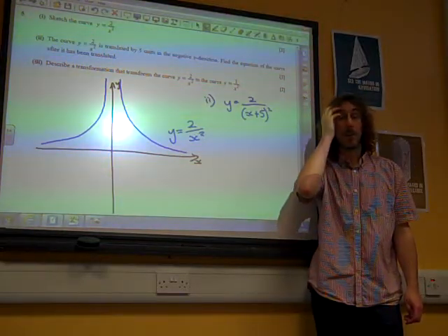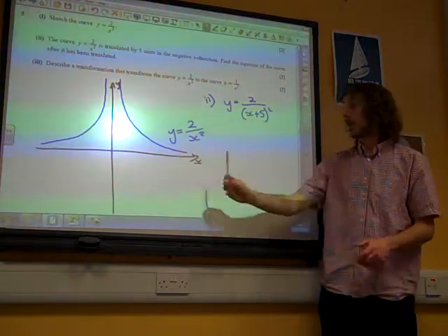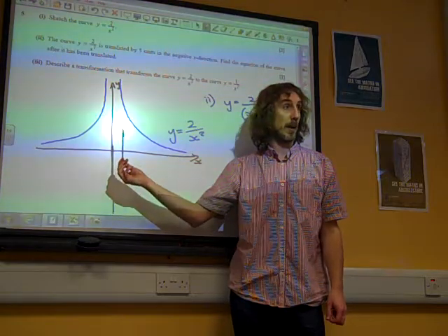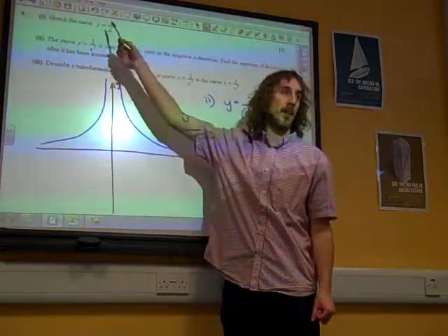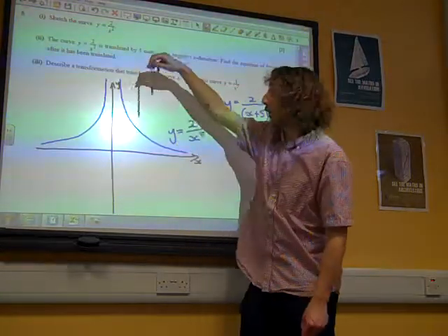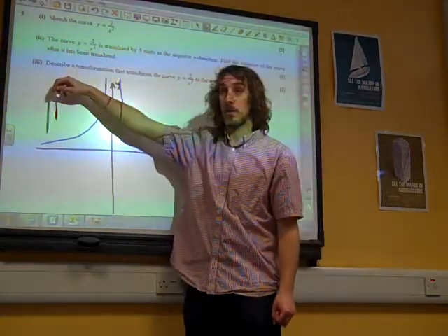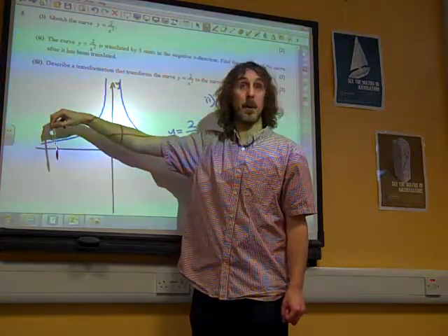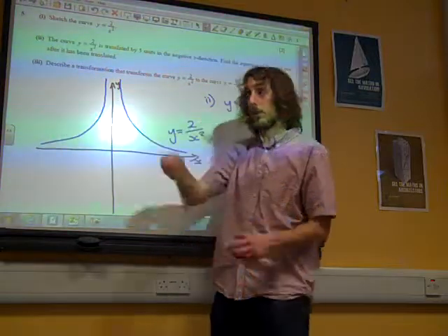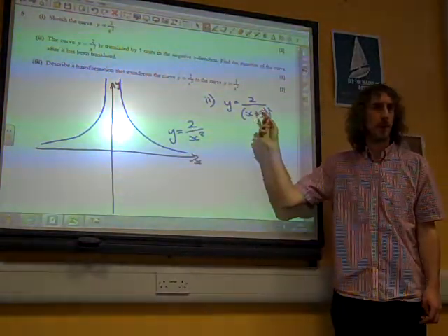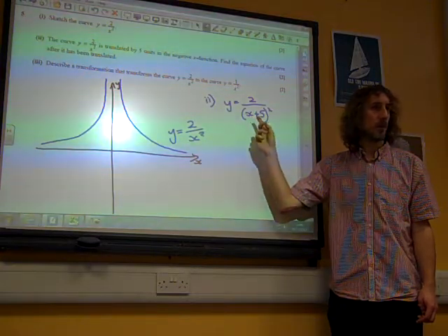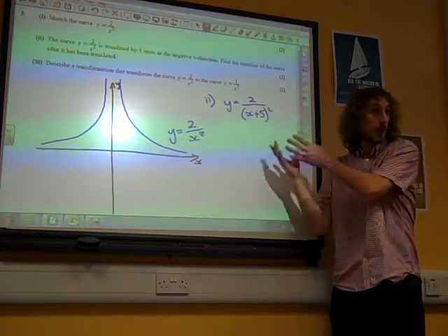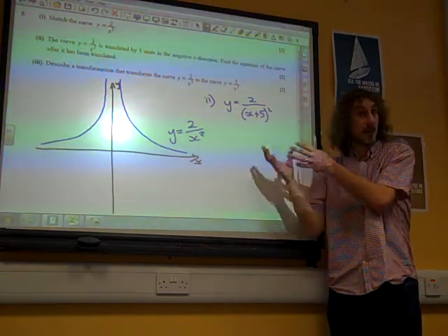Either way is okay. One thing to check: this one has an asymptote at the y-axis when x is 0. There's obviously a problem here when x is 0. Try and put 0 in there, we're doing 2 divided by 0. If it's moved 5 units in the negative x direction, that asymptote, that problem, must now happen when x is minus 5. So it's moved 5 across. So check: if x is minus 5, do we find ourselves dividing by 0? We do, don't we? We still have the same problem. So we must have got that equation right.